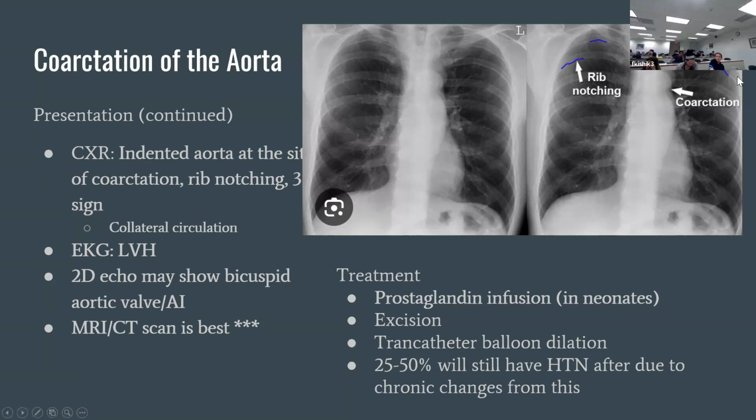What's that? Yes, right here. The 3 sign looks like this, because that notch goes in, and that's the 3. The rib notching? It can be on both sides.